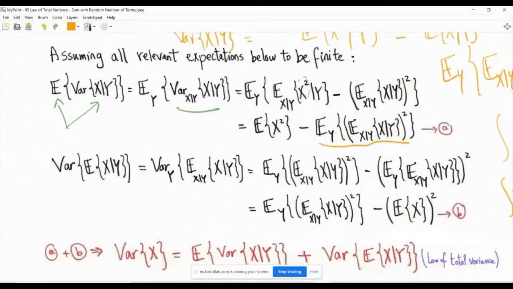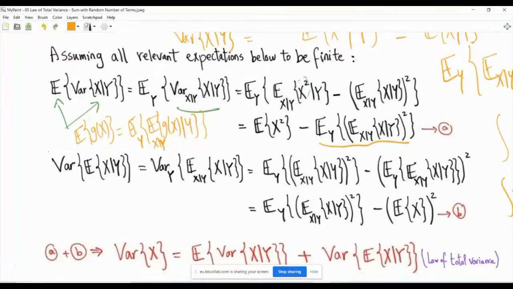Again, don't forget from the previous page that the expectation of g of x is this: you take the expectation of g of x given y, and then you do an outer expectation with respect to y. For the inner expectation, you use the x given y. This is granted that the expectation of g of x is a finite number.